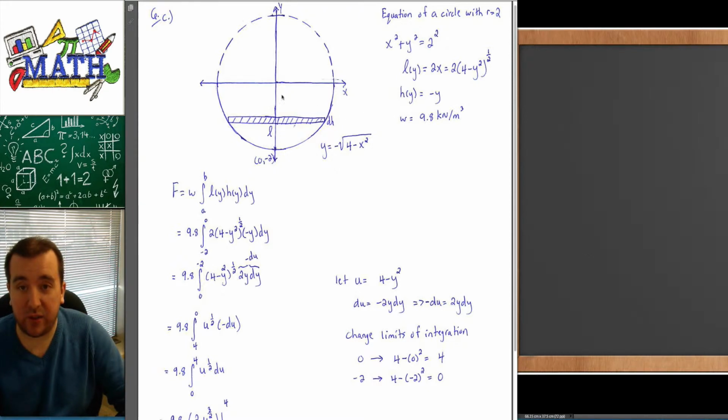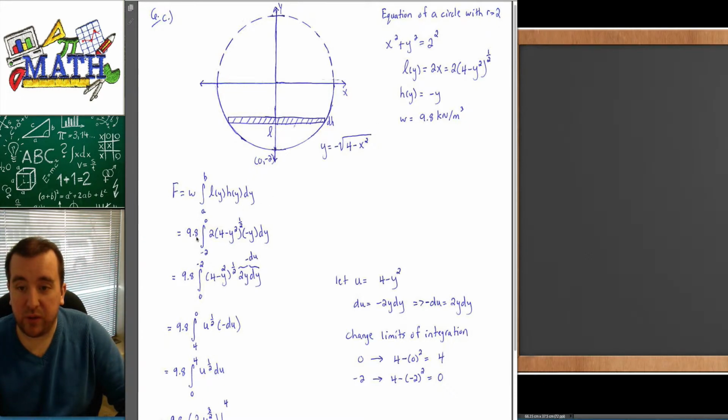Now, why is that? Well, remember, this is the surface of the water, and the depth would be calculated or measured, I guess, from here downward, but that's just our negative y, because y is the distance upward, right? Y is always the upward distance, so therefore minus y would give you the distance down from the x-axis there. And W, as always, is 9.8 kilonewtons per meter cubed, because we're dealing with water.